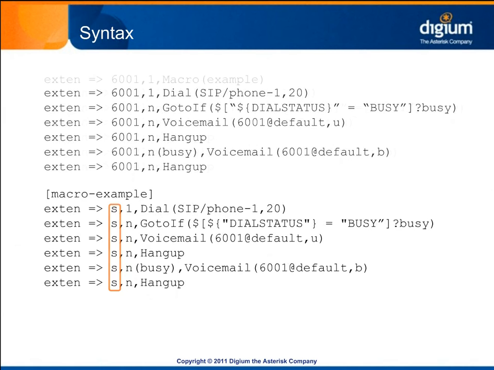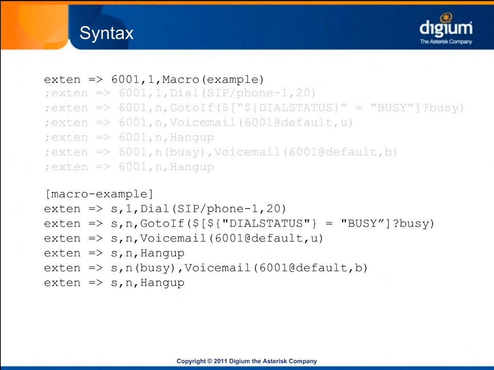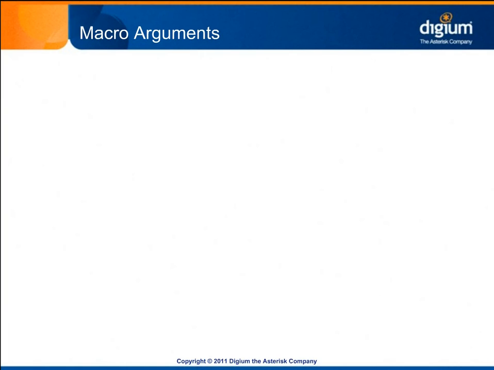We'll modify the previously defined extension 6001 by commenting out the old extension and creating a new line with a macro named example. It's that easy. In the example in the last slide, the macro name was the only argument to Macro, but you can optionally provide additional arguments separated by commas. These arguments can be strings, numbers, and variables. The arguments will then be stored in channel variables that can be referenced in the macro. The variables are called ARG1, ARG2, and so on.